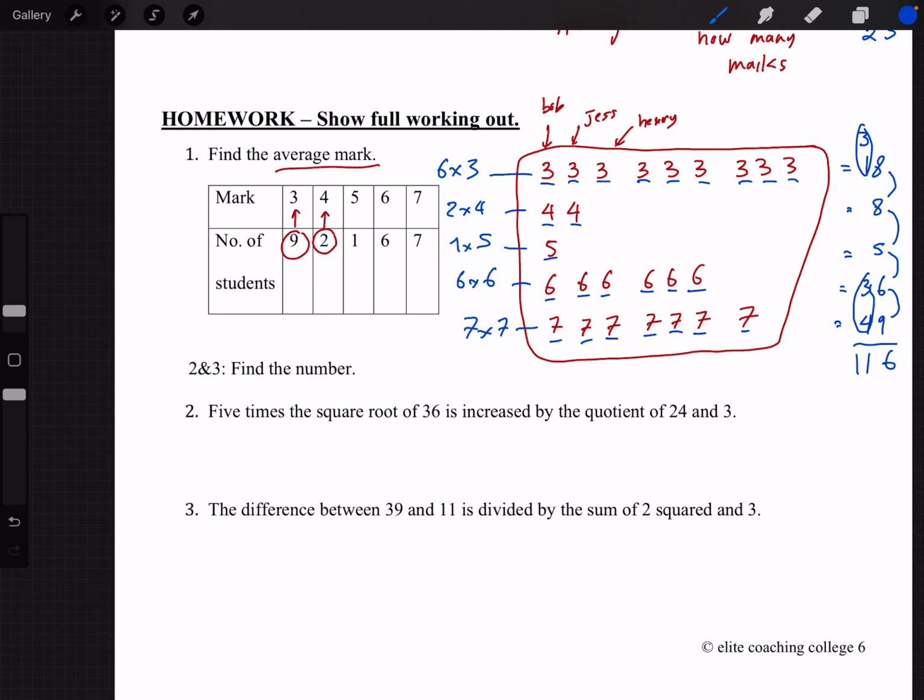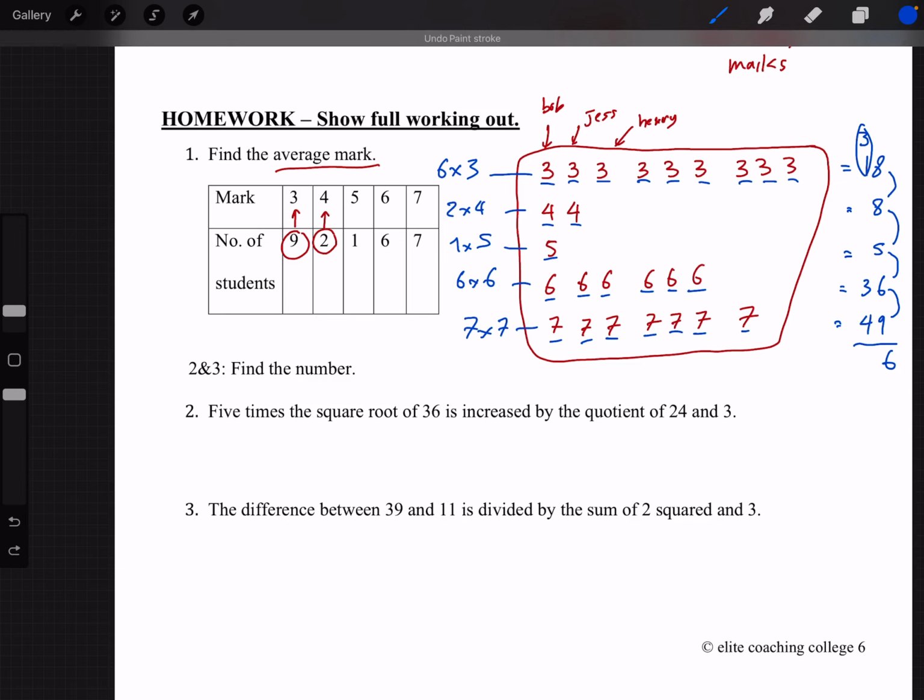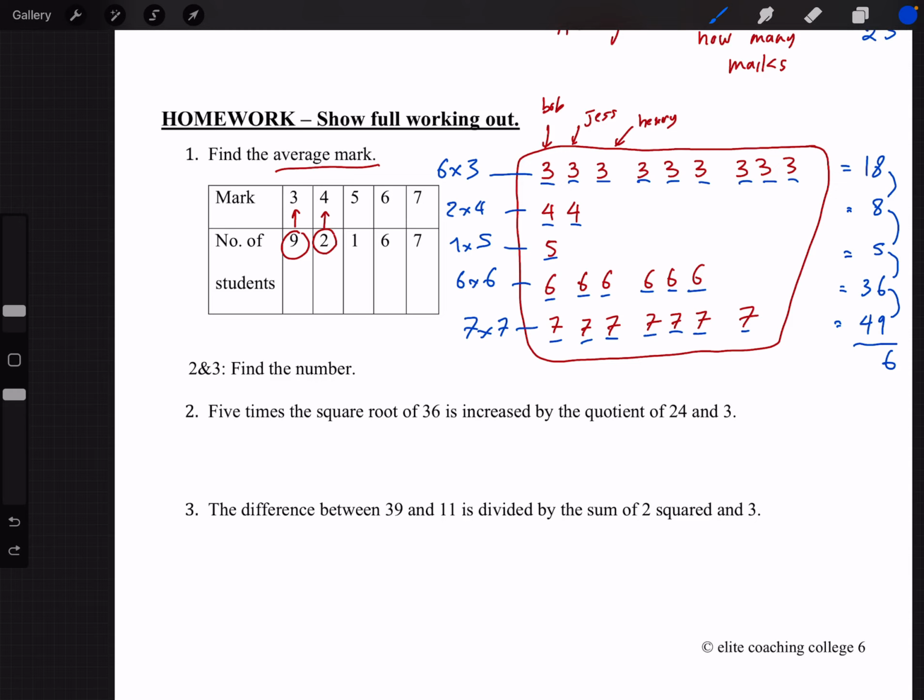Hold on. Let me just do it again. Hold on. 6 times 3, yeah. Oh, sorry, that's 9. Whoops, this is 9. Not 6. My bad. 9 times 3. So 9 times 3 will give you 27. And the rest is correct.